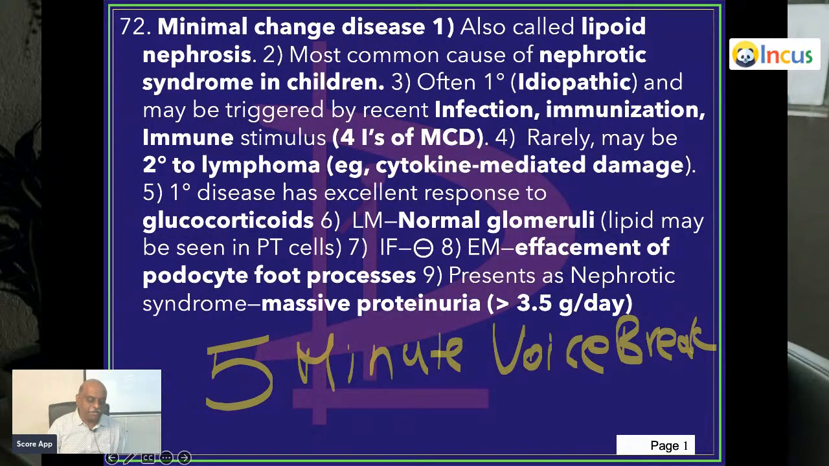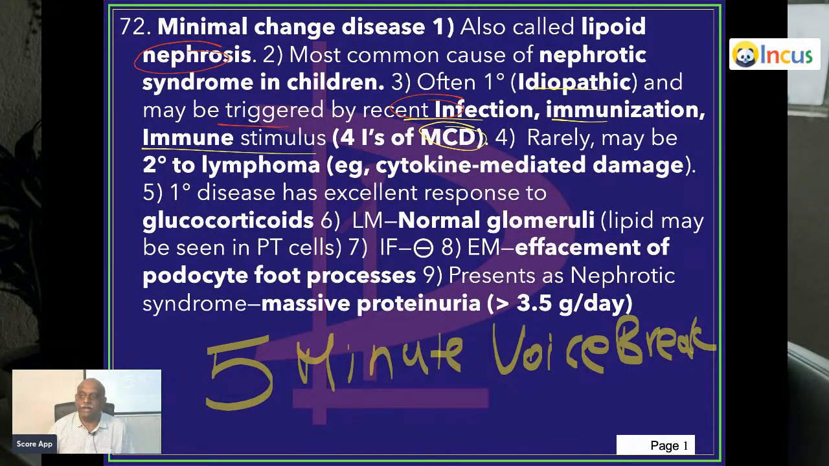Minimal change disease. Minimal change disease is also called lipoid nephrosis. And the most common cause of nephrotic syndrome in children is minimal change disease. Often it is idiopathic, and recent infection, immunization, anything can be triggering factors. So you can remember four I's about minimal change disease. I, it can be idiopathic, I is infection, I is immunization or immune stimulus.